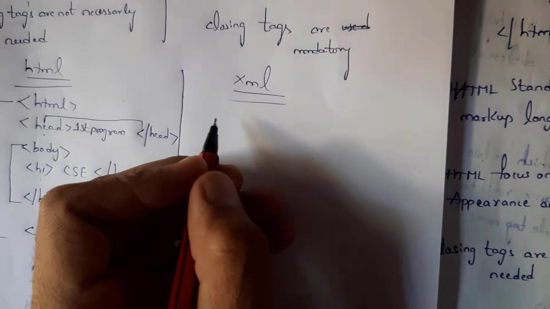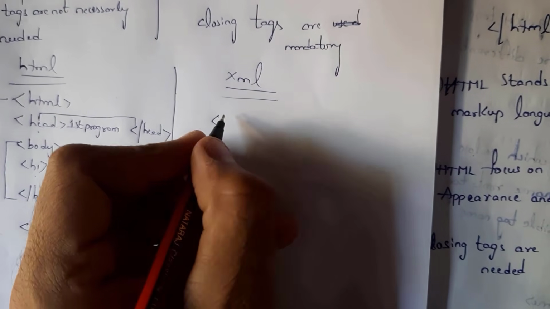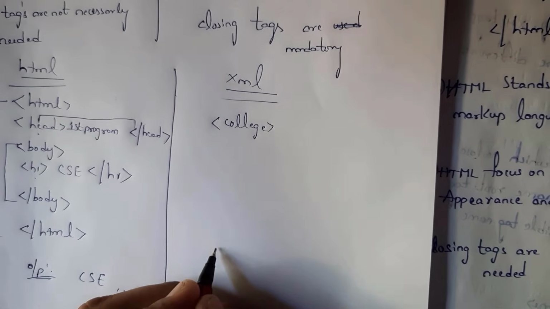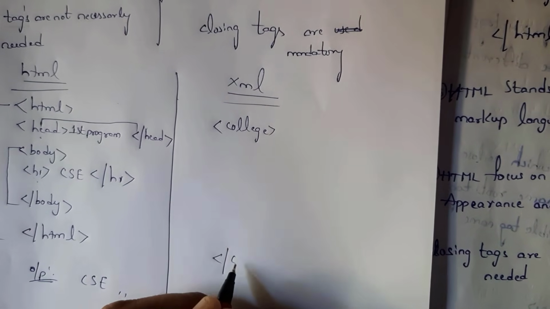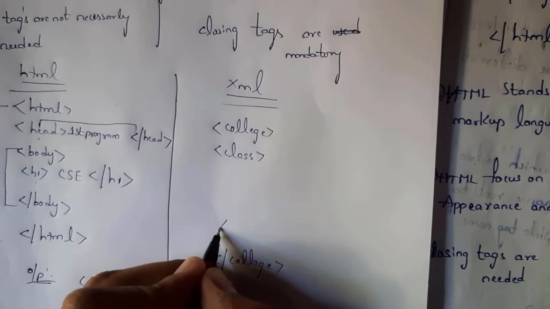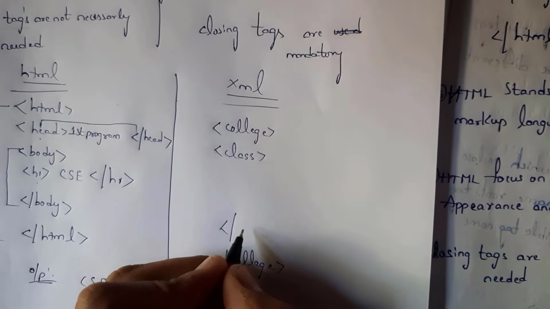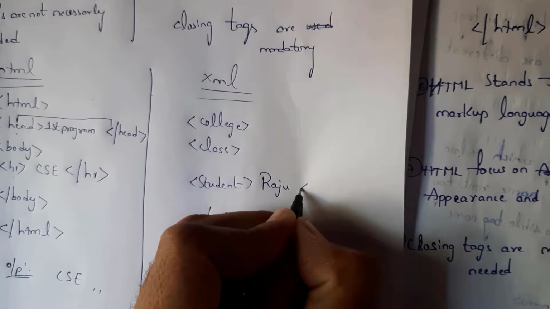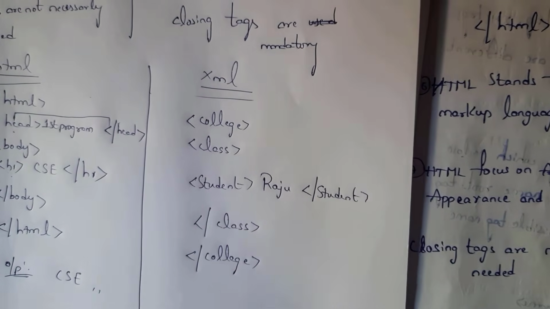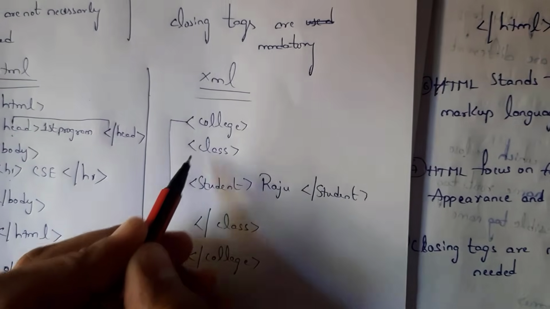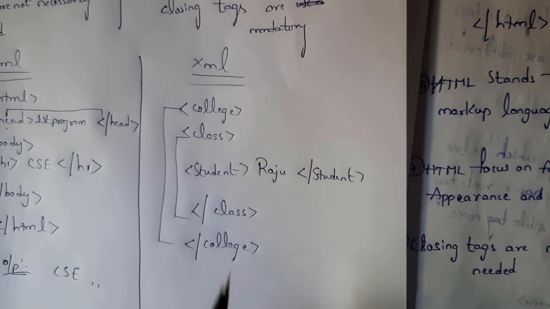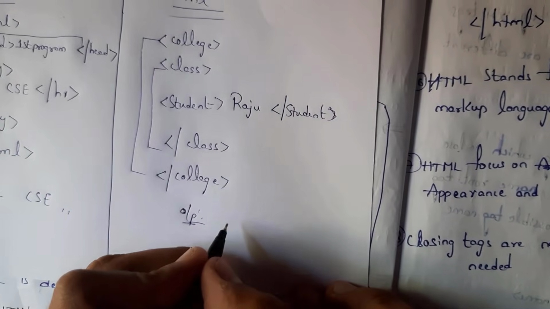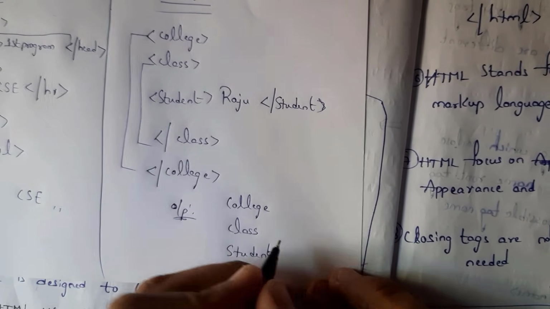Similarly, in XML we can create our own tag. I am creating a tag as college. Inside college there is a class, and for every open tag there should be a closed tag. Similarly, we need to close the class, and inside class there is student. The student name is Raju, and we need to close this student. Inside college there is class, inside class there is student, and that student name is Raju.